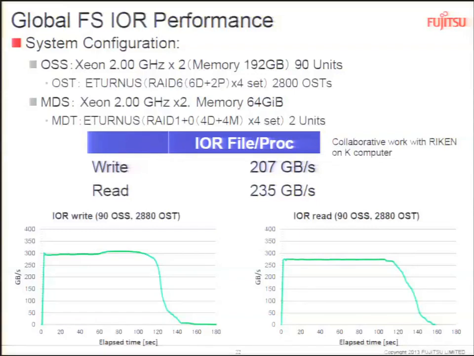Let me show a short global file system performance. We use Ethernet Layer 2 and 2,800 OSTs. Here's the result. Write performance is around 200 gigabytes per second, and read performance is around 235 gigabytes per second. This is almost the same as the statistics for read and write.